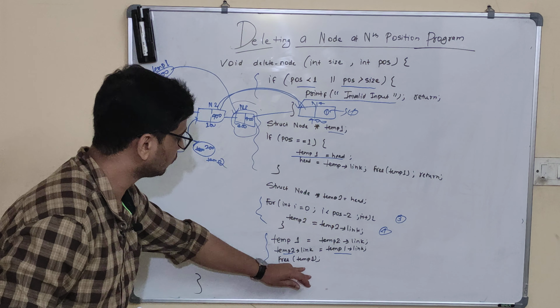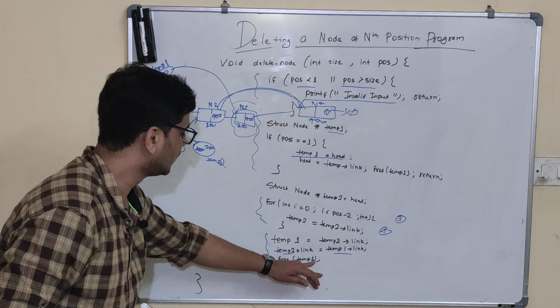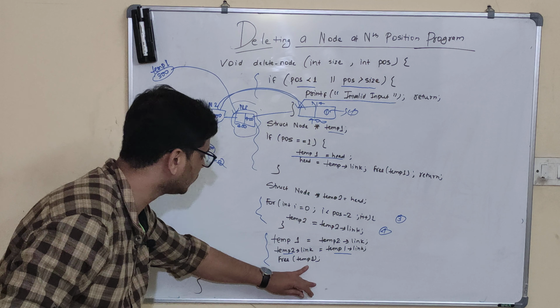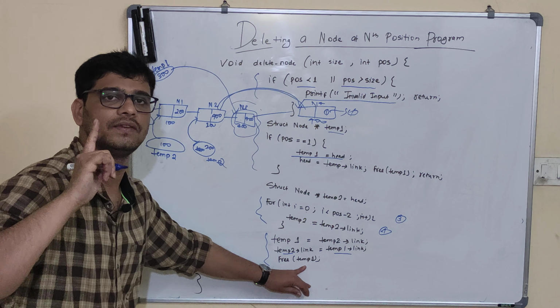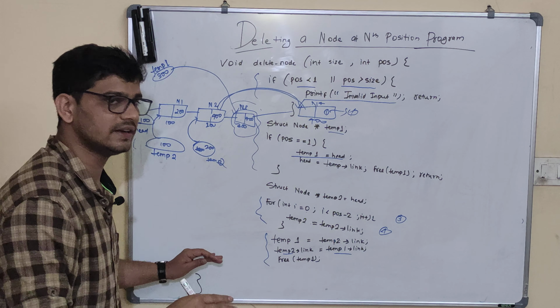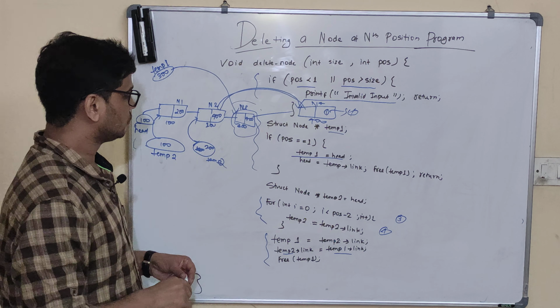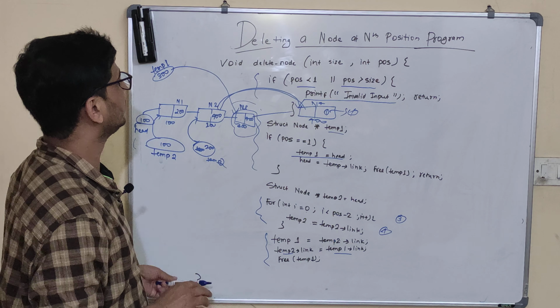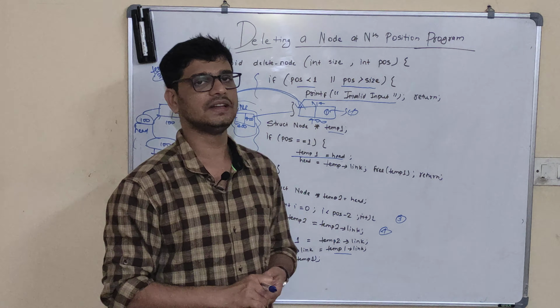So in this line, we are freeing temp1. What is temp1 containing here right now? Temp1 is holding the address of the third node, so we can delete it. Okay friends, this is our program to delete a node at nth position in a linked list.